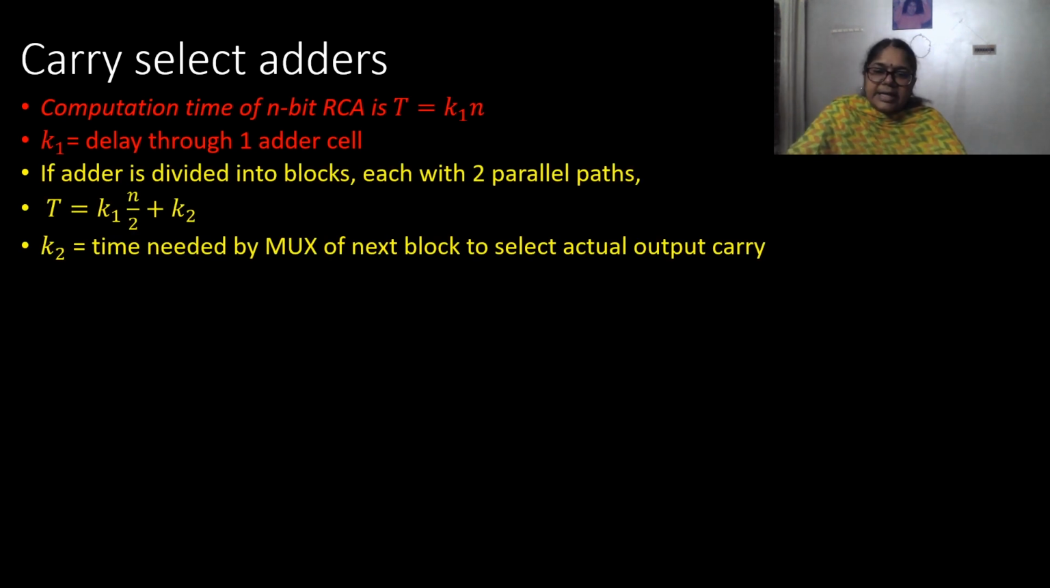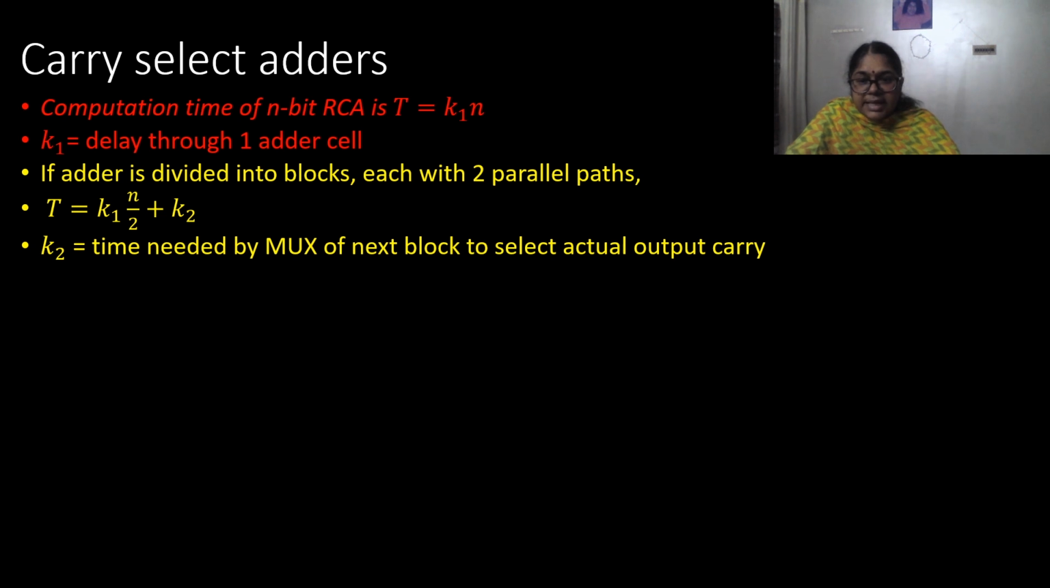Now, if the adder is divided into blocks, as I showed you, then each block has 2 parallel paths. In that case, the computation time t is given by k1 into n by 2 plus k2. What is k1? I already told you k1 is the delay through an adder cell, and k2 is the time needed by the multiplexer of the next block to select the actual output carry. In short, it is nothing but the multiplexer delay.